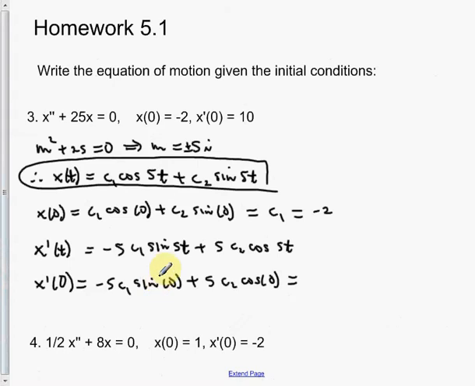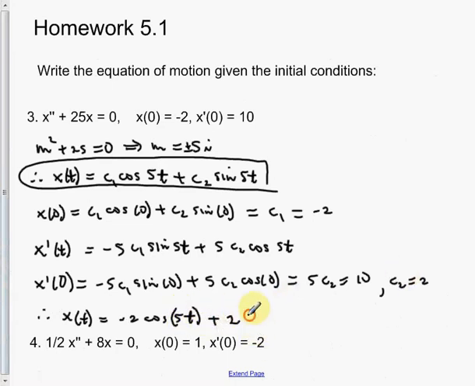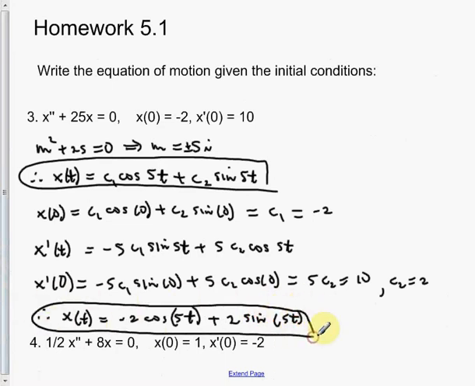Well, the sine of 0 is 0, but the cosine of 0 is 1, so this is 5 c sub 2 is equal to, here it says 10, going back to the initial condition. So we get c sub 2 is equal to 2. So c sub 1 is negative 2, c sub 2 is equal to 2. So we conclude that x of t is equal to negative 2, that's c sub 1, times cosine of 5t plus 2, that's c sub 2, times sine of 5t.